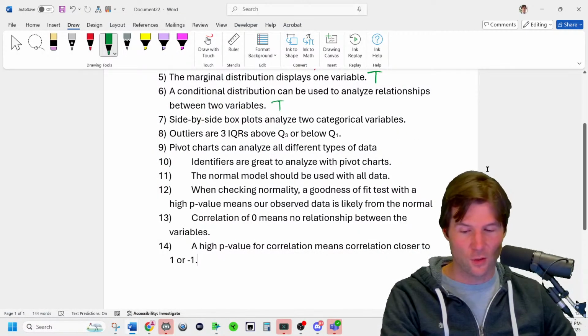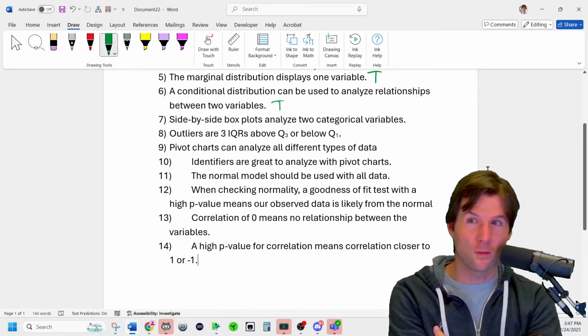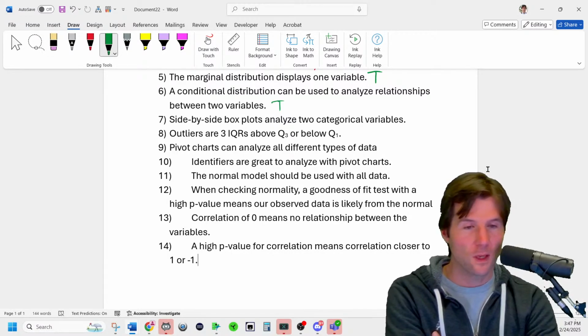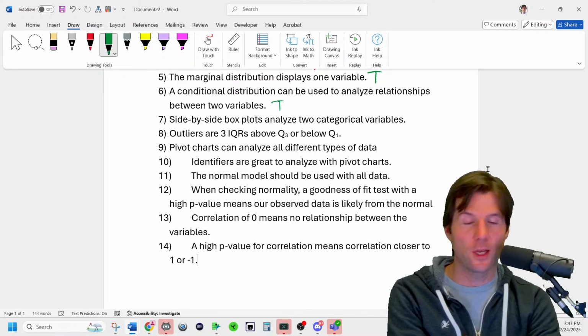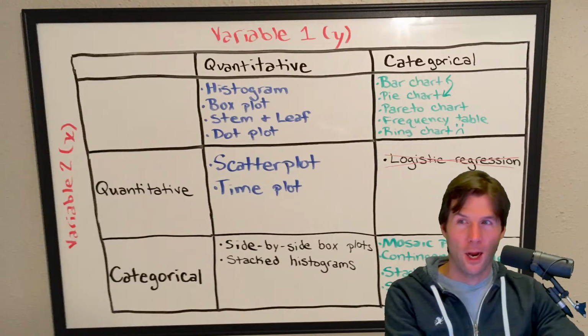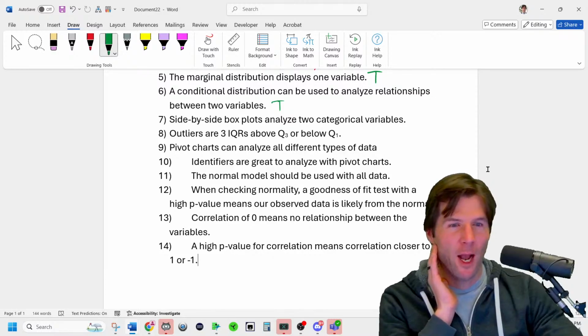So that is very true. Side-by-side box plots analyze two categorical variables. True or false? Number 7 and 8. Side-by-side box plots analyze two categorical variables. The answer is on the screen right here. True or false? Side-by-side, it is false.